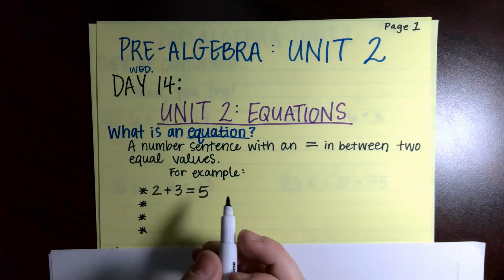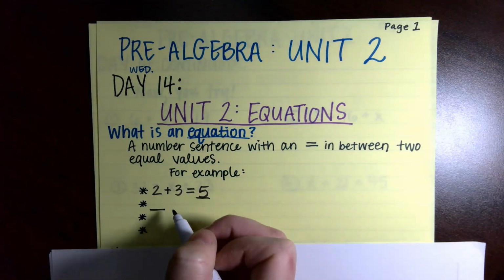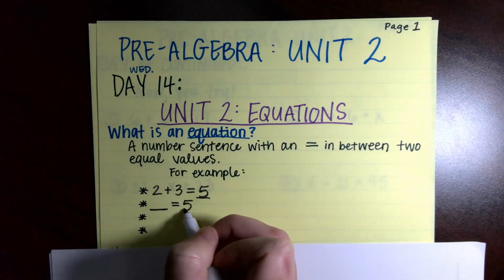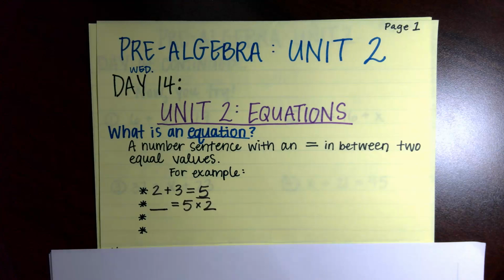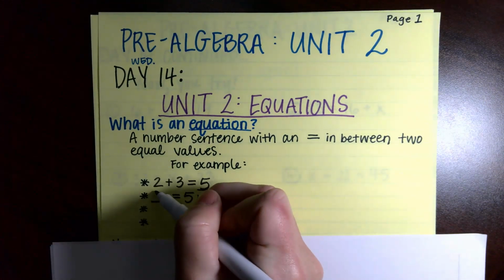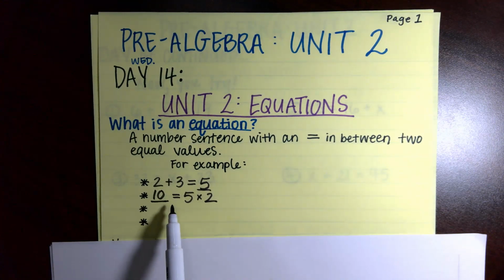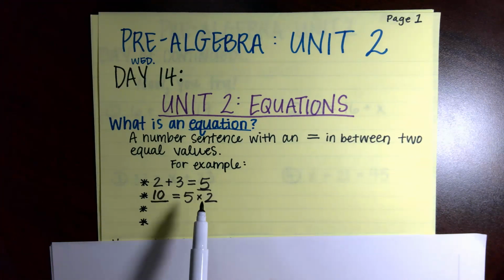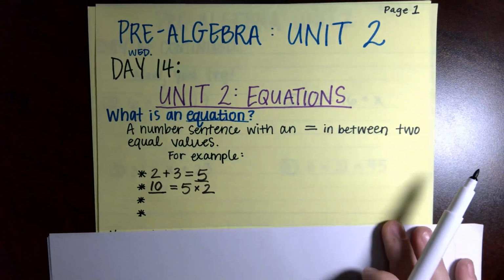Now, what if I had something like this? I have a number equals 5 times 2. What would I need to put over here to make this equation true? 10. That's all. All we're doing is making sure that whatever the value is on this first side of the equation, it must be equal to whatever the value is on the other side of the equation.